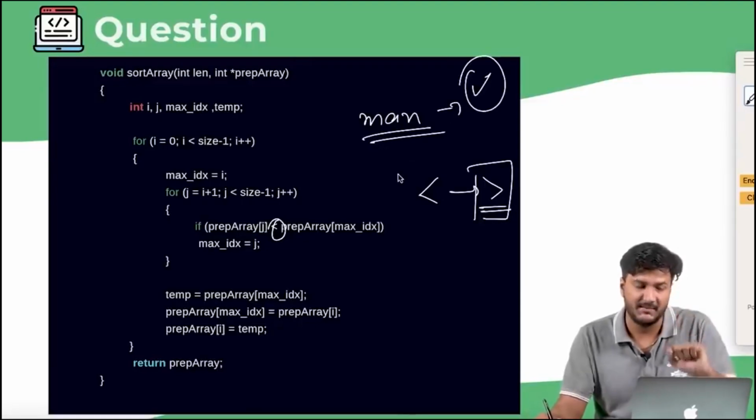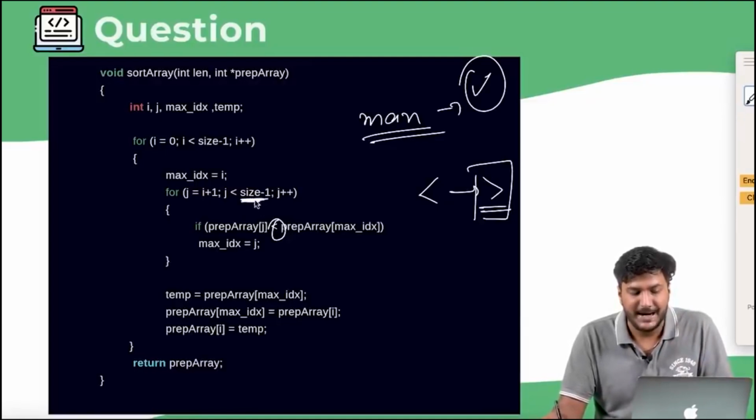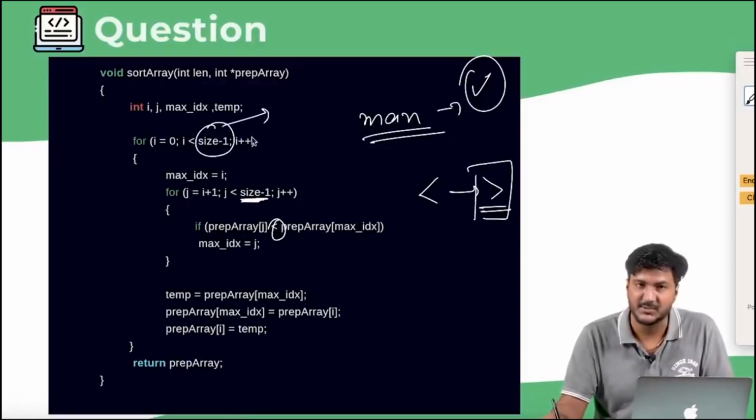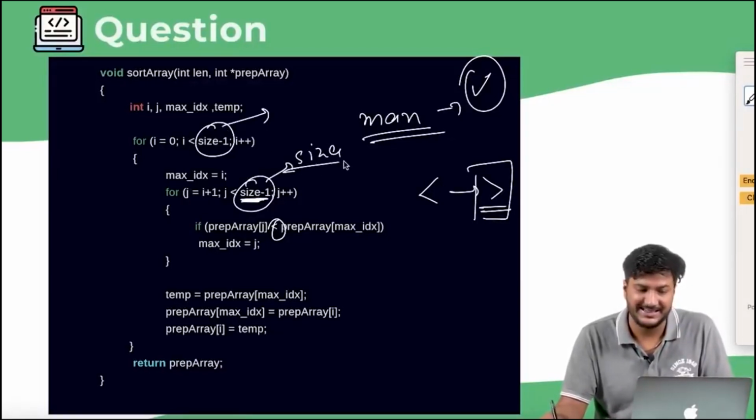One more problem that I am able to identify here is the size -1. In this case, the first one is supposed to run till size -1, and then the second one is supposed to run till size.